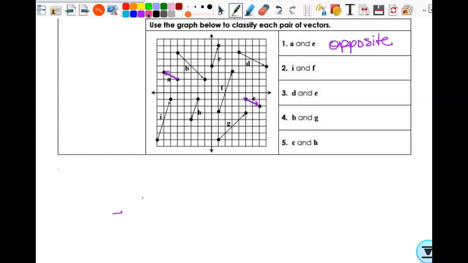Then I and F. Here's I, here's F. Okay, so they do look parallel. They're at least parallel. But then if I count, I'm going to go up 6 and over 2, up 6 and over 2. So it means they have the same distance and direction, which makes them what? Equivalent.